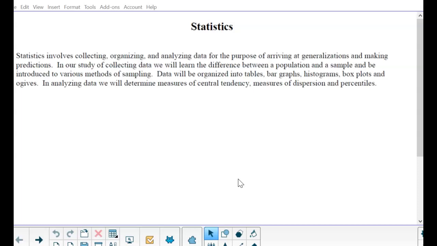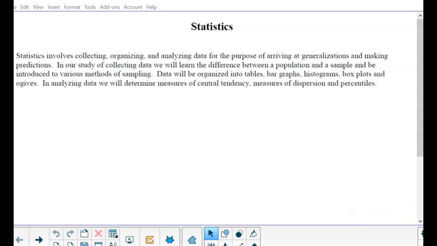Statistics involves collecting, organizing, and analyzing data for the purpose of arriving at generalizations and making predictions. In our study of collecting data, we will learn the difference between a population and a sample and be introduced to various methods of sampling. Data will be organized into tables, bar graphs, histograms, box plots, and ogives. In analyzing data, we will determine measures of central tendency, measures of dispersion, and percentiles.